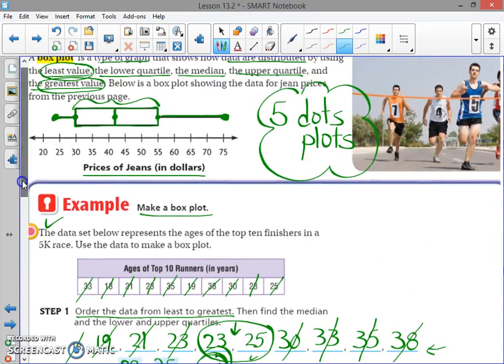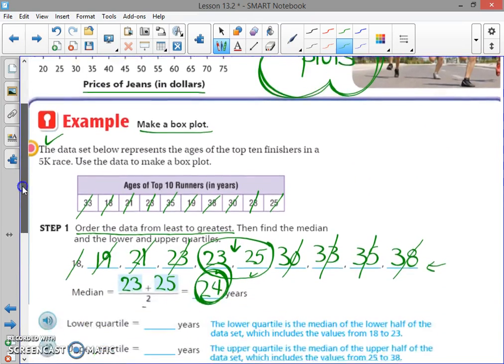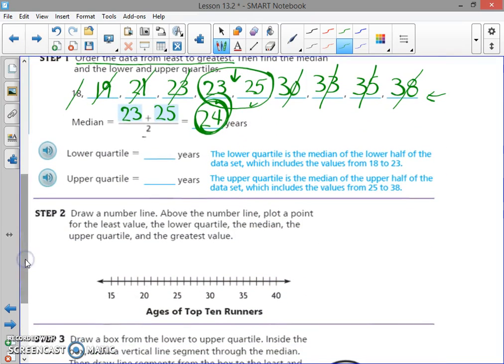So that's one of the 5 dots we need to plot on our box plot: the median of the whole set, so 24. Now the lower quartile. Remember, the lower quartile is the median of the lower half. So the lower half, now remember 24 is right here. This is the lower half of the data.